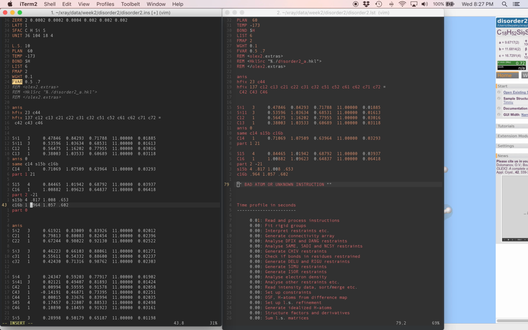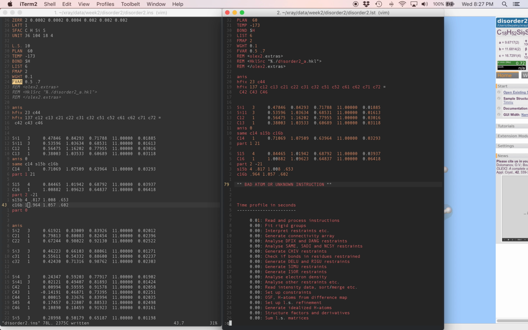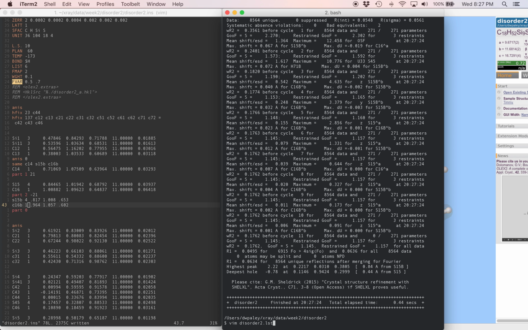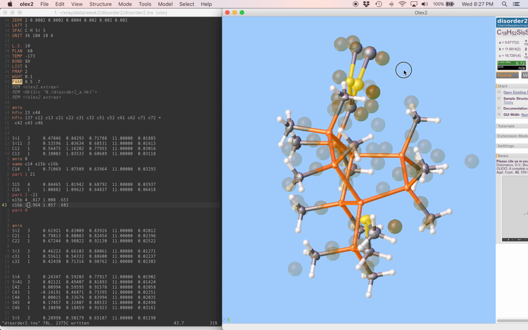Go down here. Before the first coordinate, we just need to stick a 1 in there. Now we should be fine. Get rid of the list file. Try the refinement again. Now it works. Let's see what this looks like.